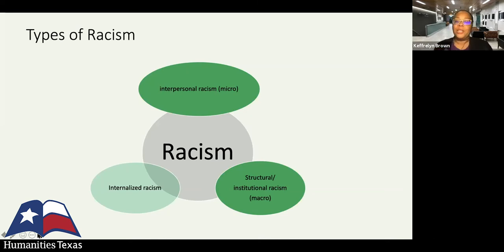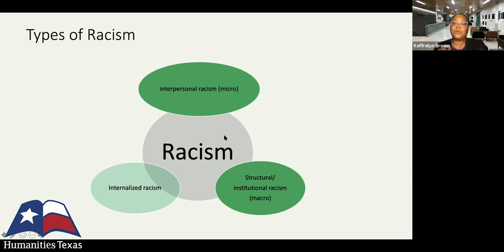There's also internalized racism, which is racism that individuals take on. Often those who are the victims or the targets of racism can sometimes begin to believe racist ideas and engage in practices that are internally racist, right? So they sort of embody these larger societal racist ideas.